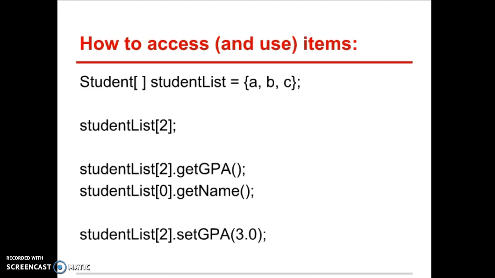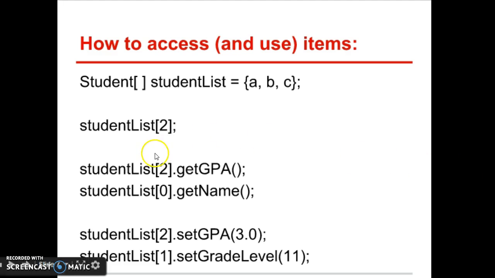If we wanted to change information about those students, we could do studentList[2].setGPA(), and I could change the GPA of that student, or studentList[1].setGradeLevel() to something else. So you can do a lot of different things with items in the array. It's really important that you see this studentList[2] or studentList[0] as a Student object. You can kind of replace all of that text with A or B or whatever the name of the Student object was. So once you've done studentList[2], you can do anything to that item that you would do to a Student object.